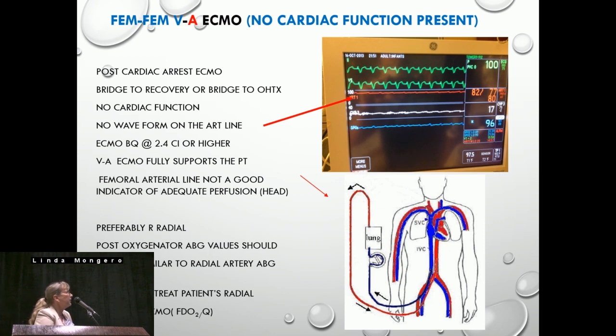So the femoral arterial line is not a good indication of adequate perfusion to the head, so preferably always have a right radial. And post-oxygenator blood gases should be equal or similar to the radial artery. So it's safe to treat a patient's right radial blood gas with ECMO.